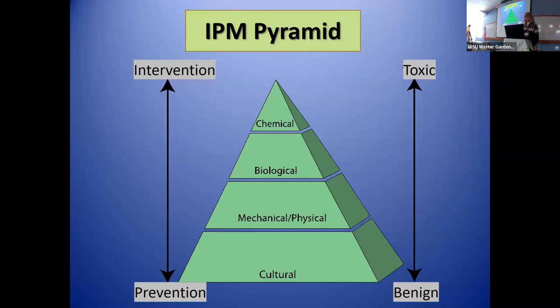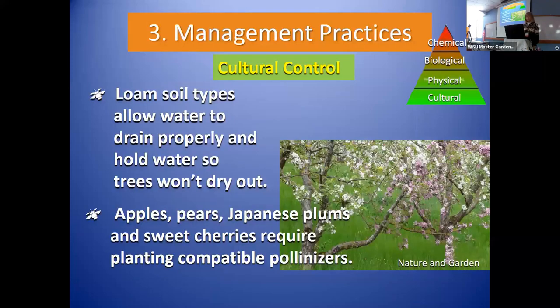So what we're going to do right now is we're going to start at the bottom of the pyramid with cultural controls, and we will work our way up. So cultural controls really provide an environment for the fruit tree so that it reduces the plant's susceptibility to pests. So you want to create a healthy fruit tree, and that's what cultural controls really deal with.